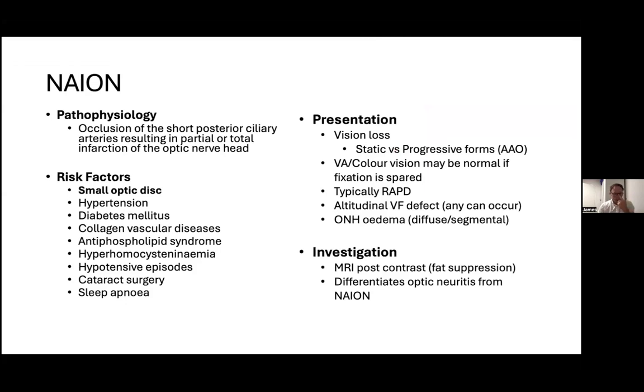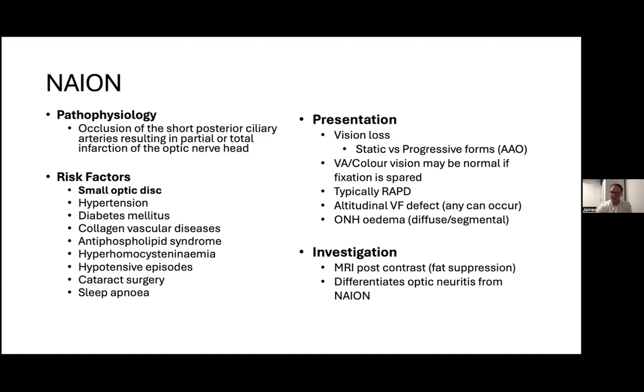The topic of today is NAION and optic nerve changes. So just a brief introduction. I'm going to let my colleague do the remainder of the discussion on NAION, but in terms of the pathophysiology, it's not entirely well known what causes it. The theory is that there is some sort of ischemic event causing issues at the optic nerve. There are a number of risk factors, including small optic discs, as well as vascular risk factors and coagulopathies that can contribute.